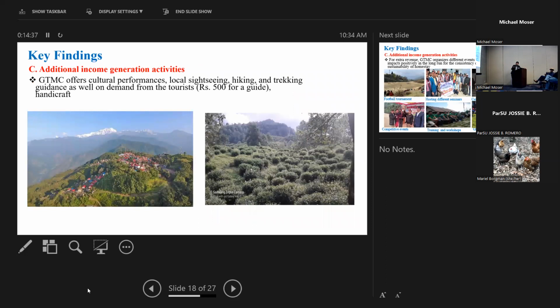Another topic is additional income generation activities in the village. Of course, homestay is the main target of that village, but they also provide different services to the tourists. They provide cultural performances on demand, local sightseeing, hiking, trekking, and different activities. They charge rupees 500 per day. That means around $4. And they also have income from the tea garden. They also sell handicrafts from the village as well.